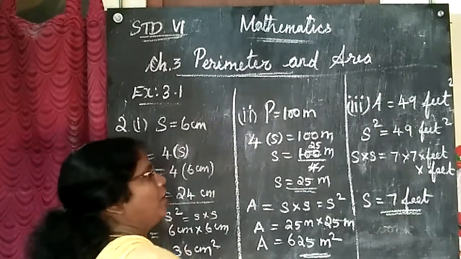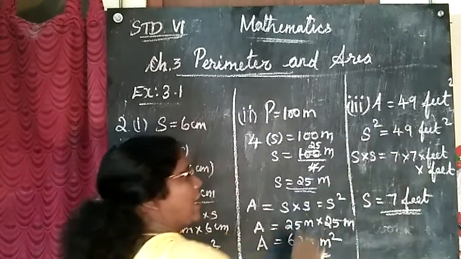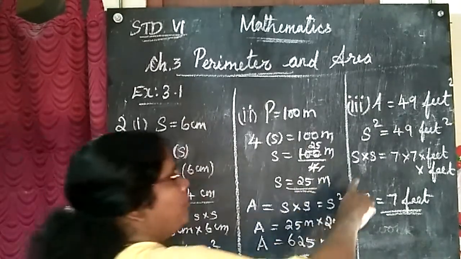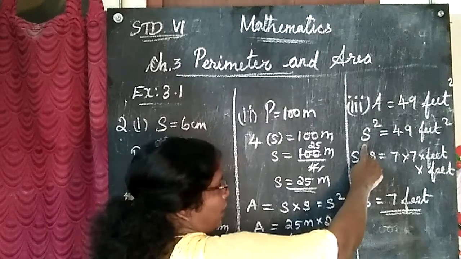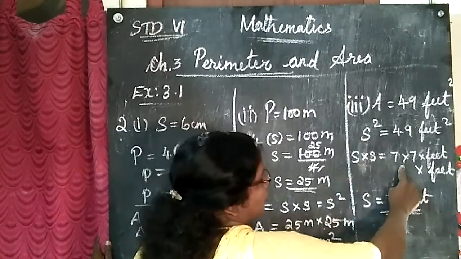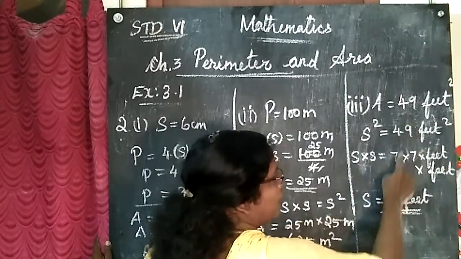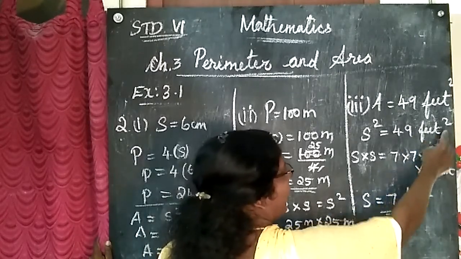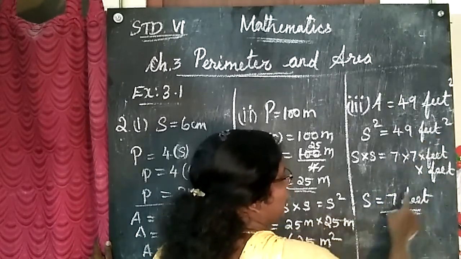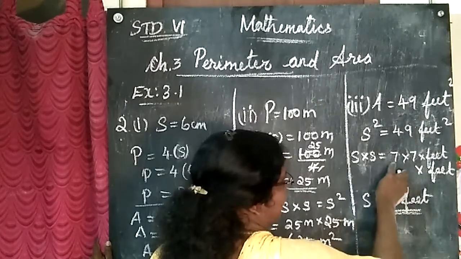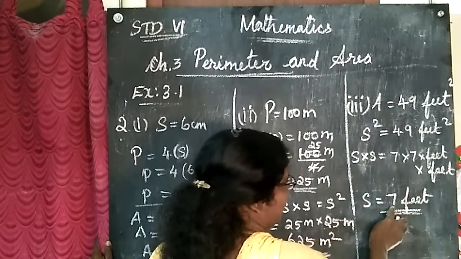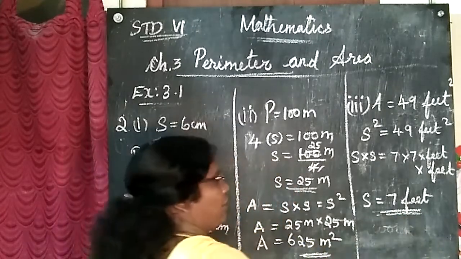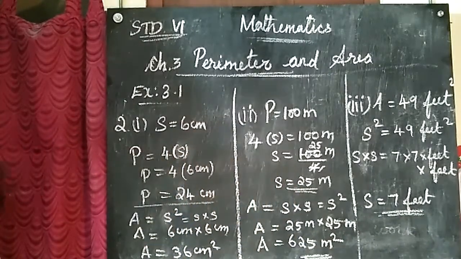Okay. Now here area is given. Side we must find. What is the formula to find out the area? S square. S into S. S into S is equal to 49. How can we write? 7 7s are 49. Feet square, how can we write? Feet into feet. So for 2 is 7 into 7. I am taking for 1 is 1 7. For this 2 I am taking 1. So S is equal to 7 feet. Copy down.